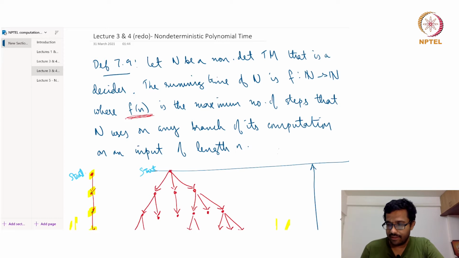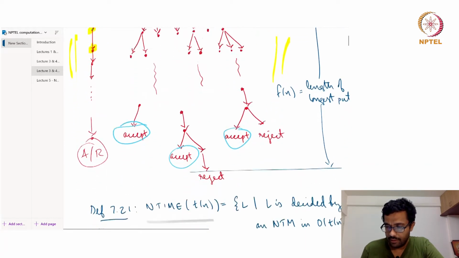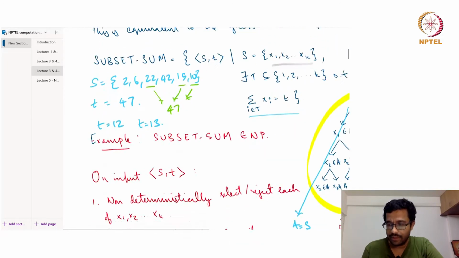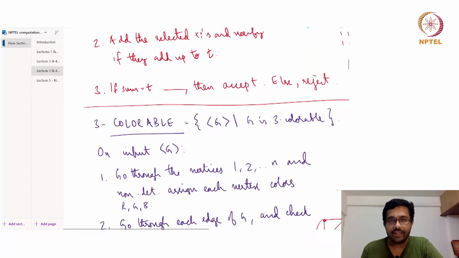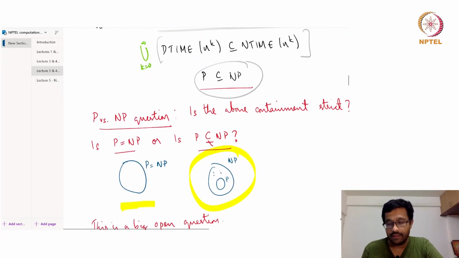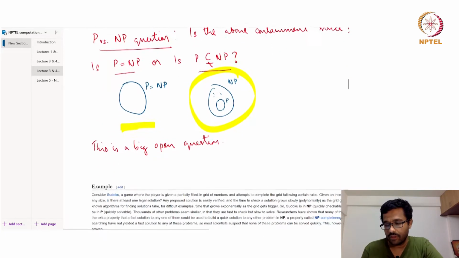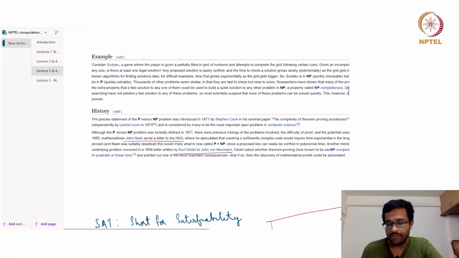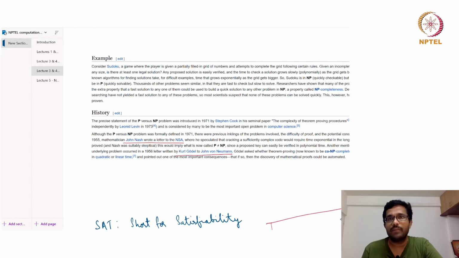In the last lecture we saw a brief review of what a non-deterministic Turing machine is and the classes NTIME(T(n)), followed by some example problems, and then we defined NP. Then we saw some example problems in NP, followed by a brief description of the P versus NP problem, which is a big open problem in computer science.